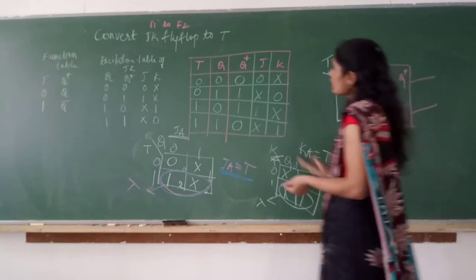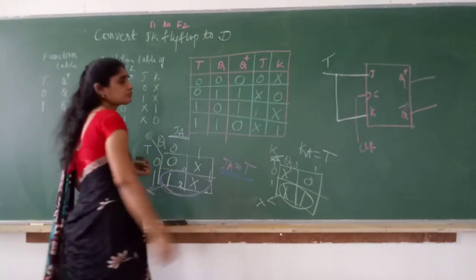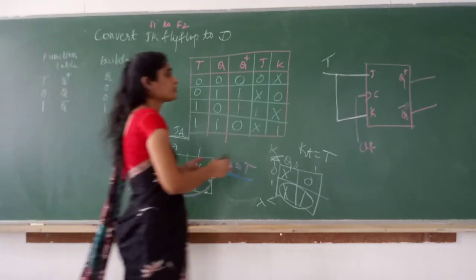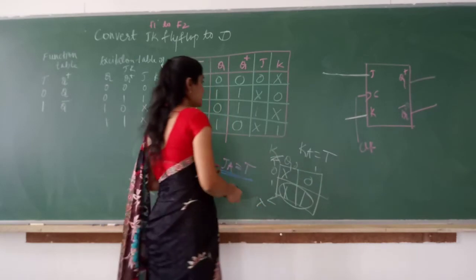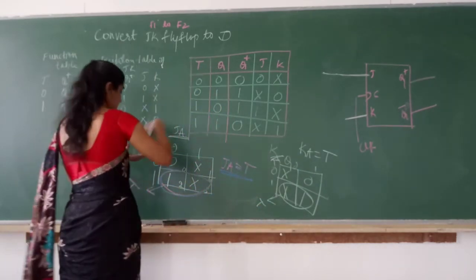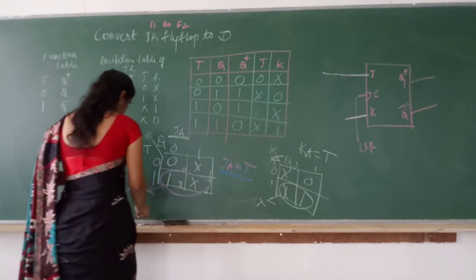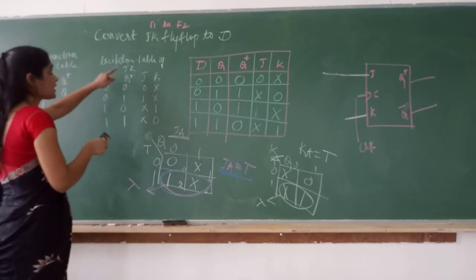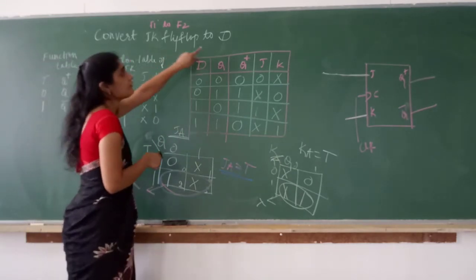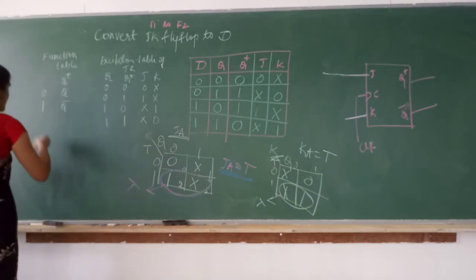So this is how we convert one flip-flop into another. Now we shall see one more example. Shall we convert JK flip-flop to D flip-flop? Okay. So D flip-flop. What is the step? Here I have to start from D. So this is D flip-flop. I have to keep the excitation table of JK flip-flop and the function table of D flip-flop.